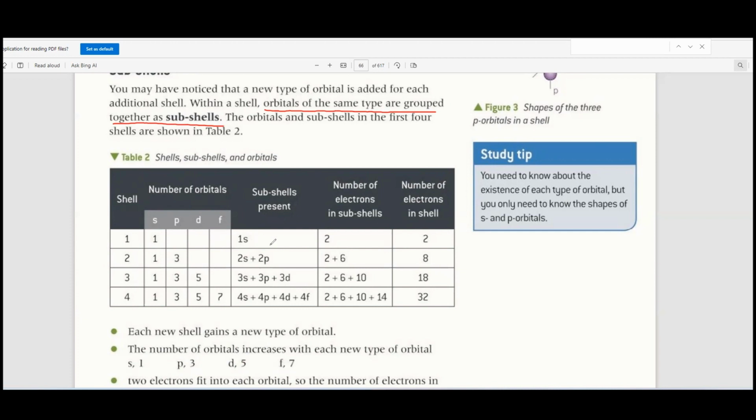Will we need to specify which electrons are in which orbital of P? No, I don't think so. You don't need to do that, but let's see if it comes up. I don't think you need to say that it's in PX or PY or PZ.